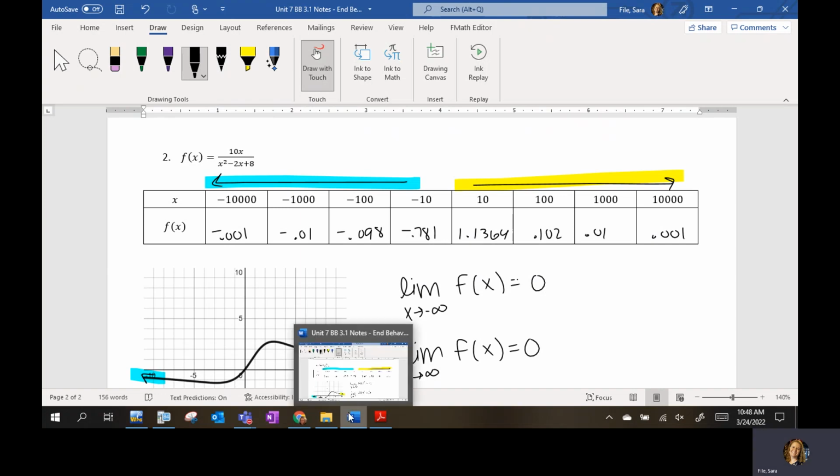You feel okay about that limit notation? I hope so, because that's the bell. We'll practice this tomorrow.